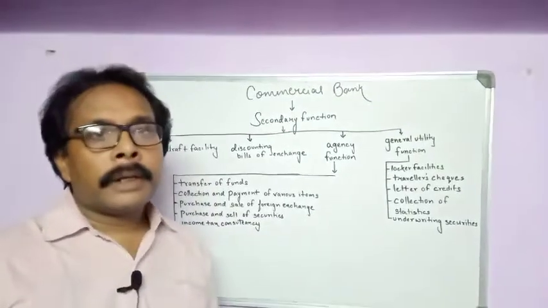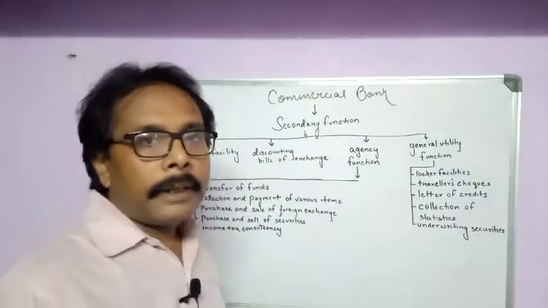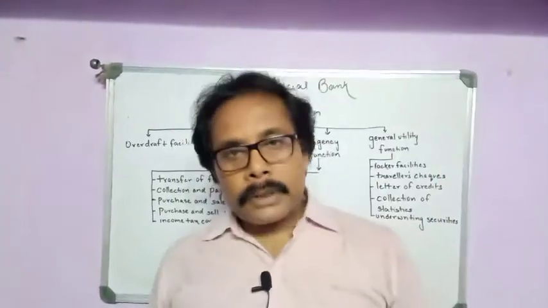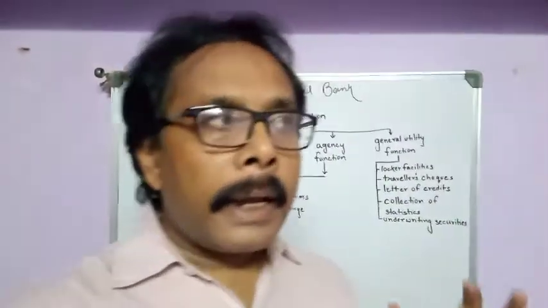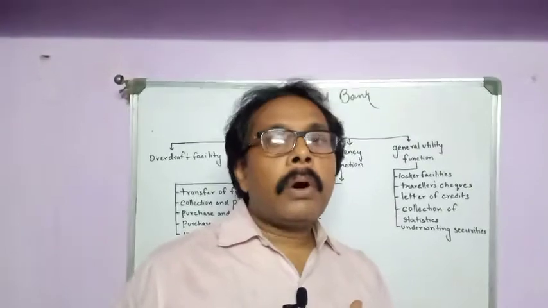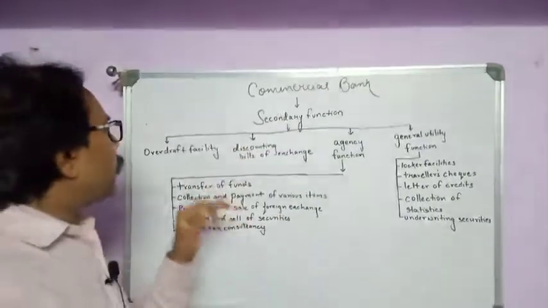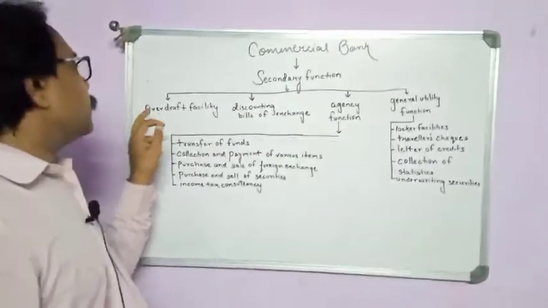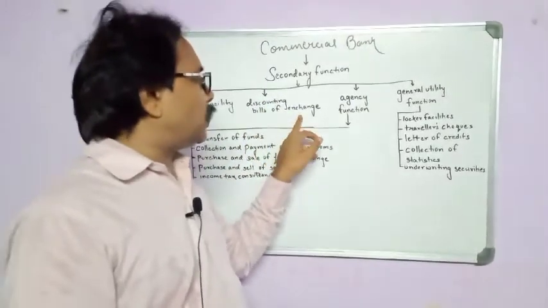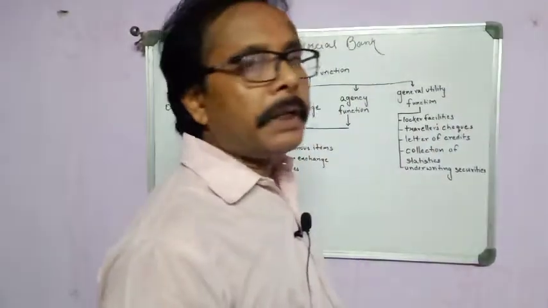My dear students, in this video we will discuss the secondary functions of a commercial bank. In the previous video I have already discussed the primary function, which was related to accepting deposits and making loans or repayment of loans, and here that is the secondary function. So there are four main secondary functions. First is overdraft facilities, second discounting bills of exchange, third agency function, and fourth general utility function.